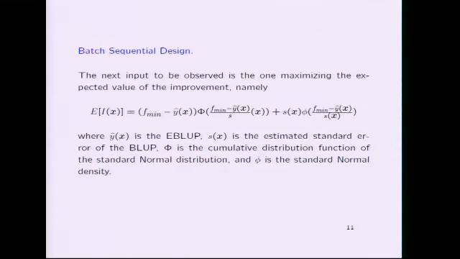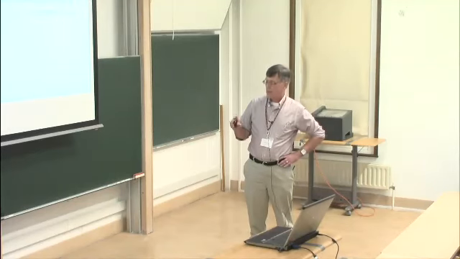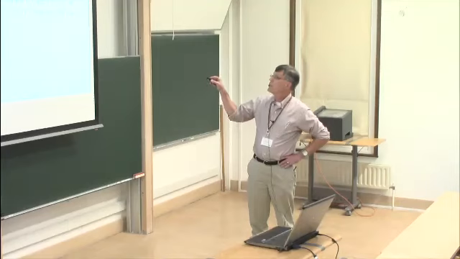So the expected improvement is the x that minimizes this expression, where this is the BLUP, this is an estimate, drop the x off here, this is an estimate of the standard error, this is the normal density function, this is the CDF for the normal distribution, and so on. So this is what you get when you calculate the expected value. And that's the function that tells you the improvement. And so you take your next observation where this function is maximized.